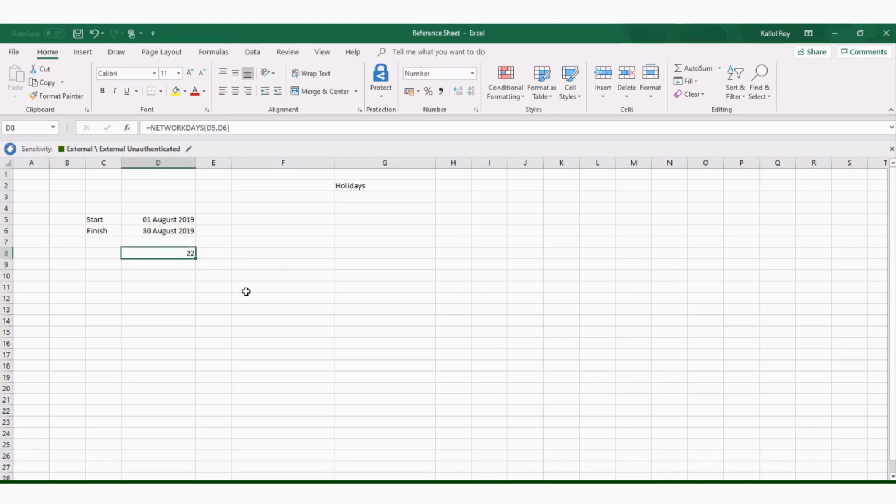Now it may happen that there are some holidays in between. Say here 15th August is a holiday, that is Independence Day of India. So how to consider the holiday here? Here the third one I have to consider as this holiday. You can see one day reduced and the figure is 21 now.